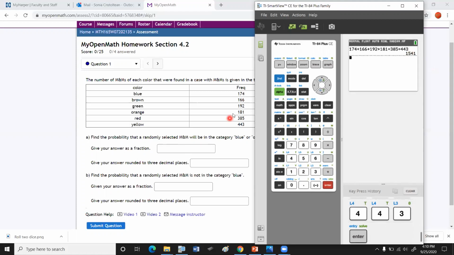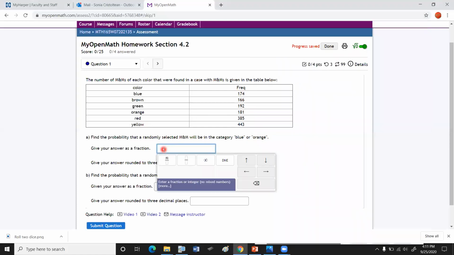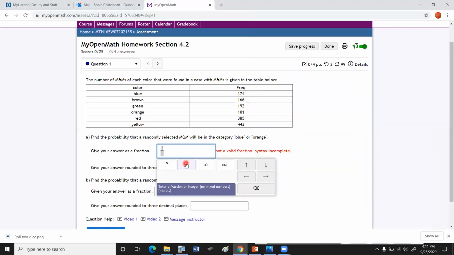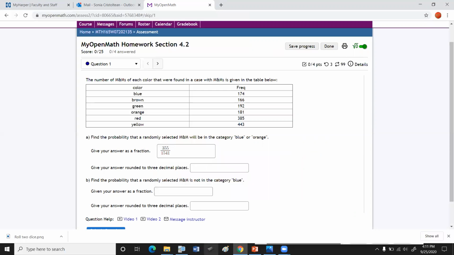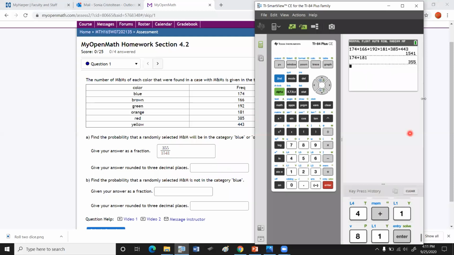In order to come up with the answer, we will simply add all blues and orange. So we have 174 plus the orange, which is 181. Just be careful you don't make careless mistakes. You add these two, and you type the answer as a fraction, 355 out of 1541. On the top, 355. On the bottom, 1541. I will double check with a calculator. I want to make sure I don't make mistakes.